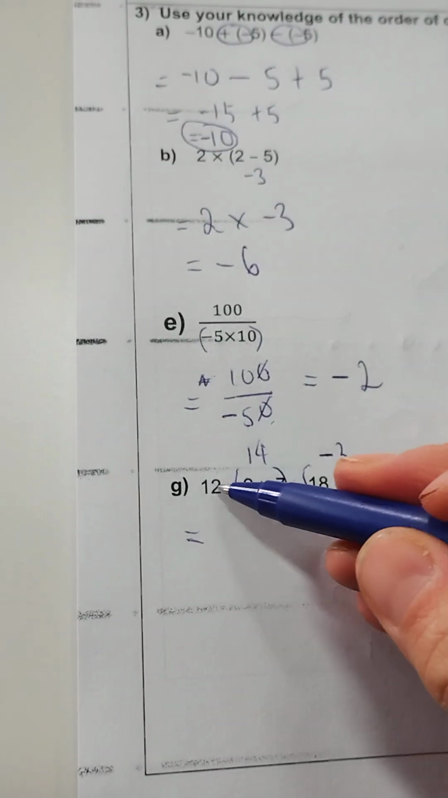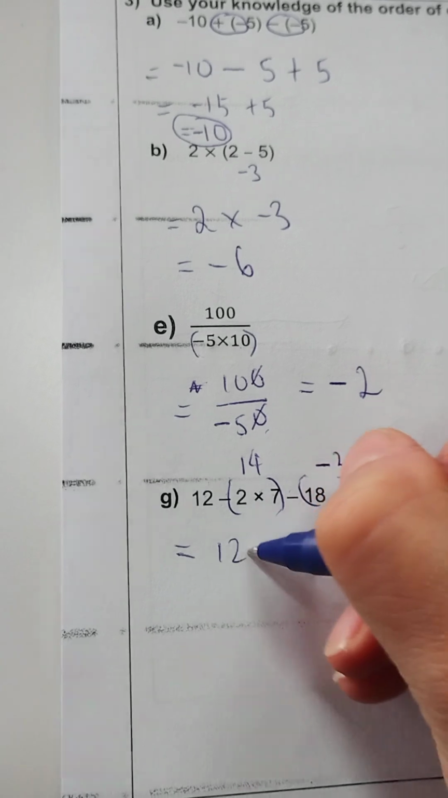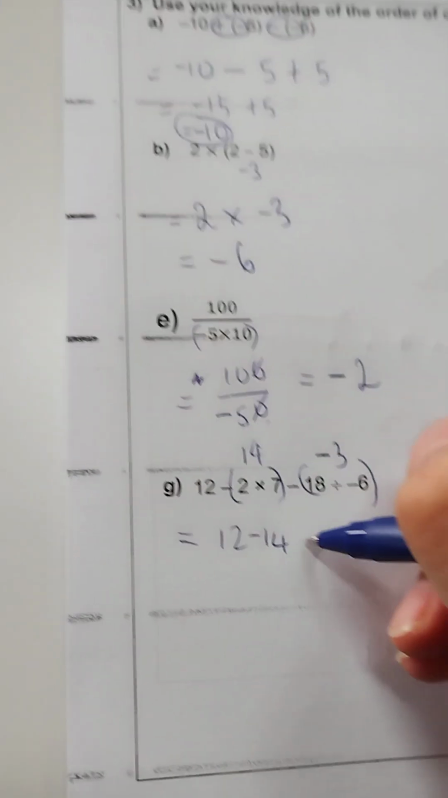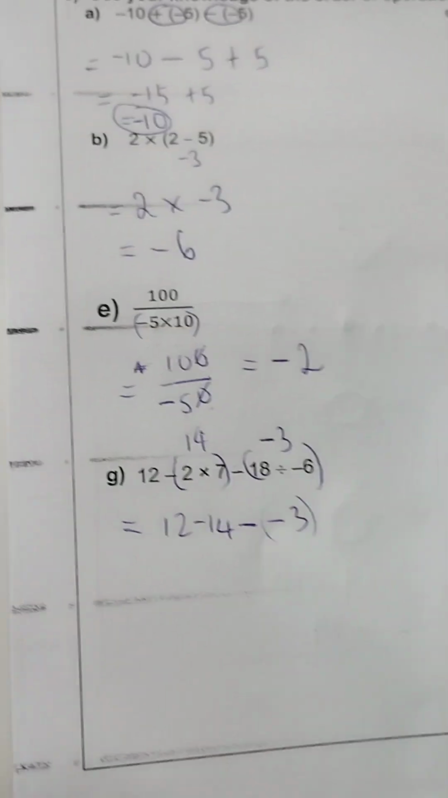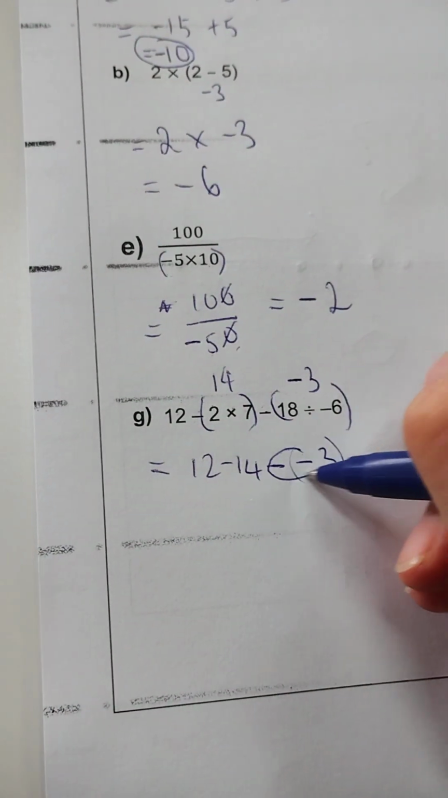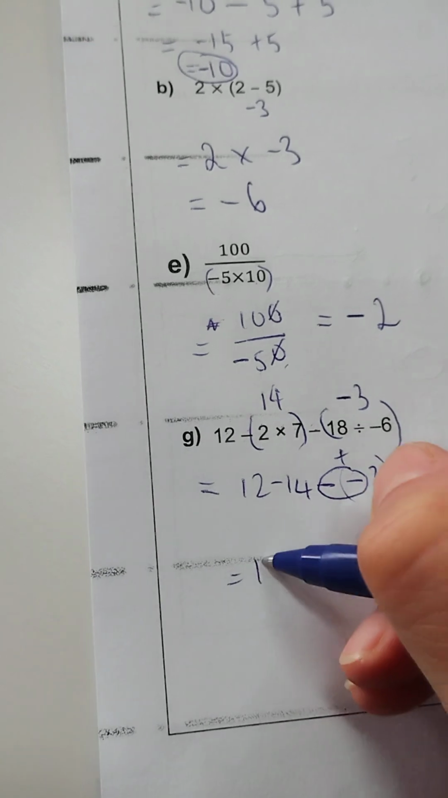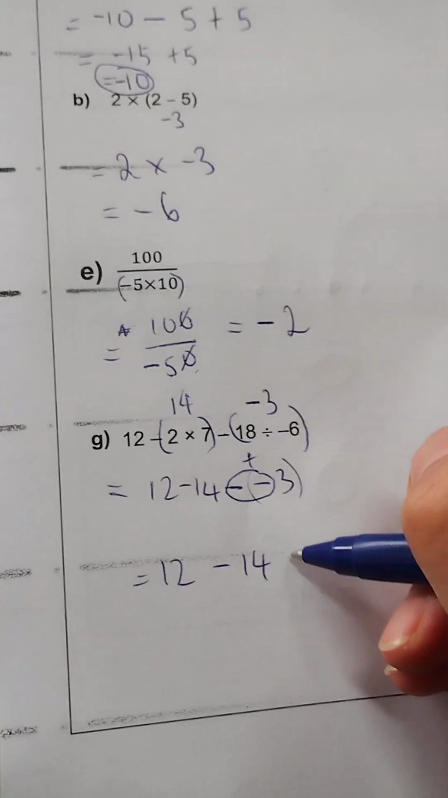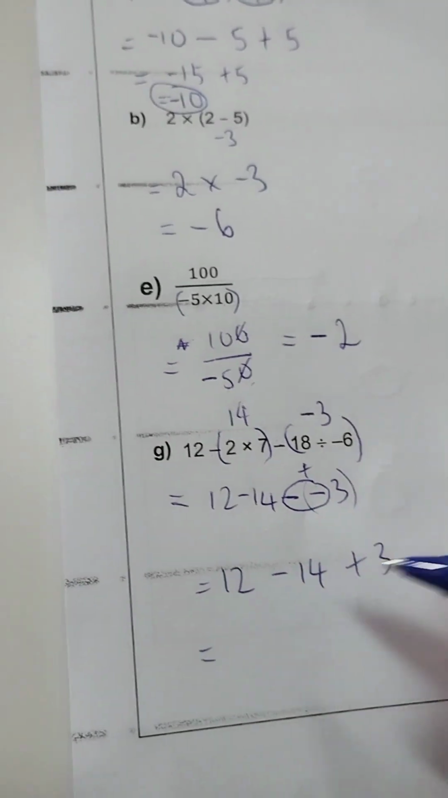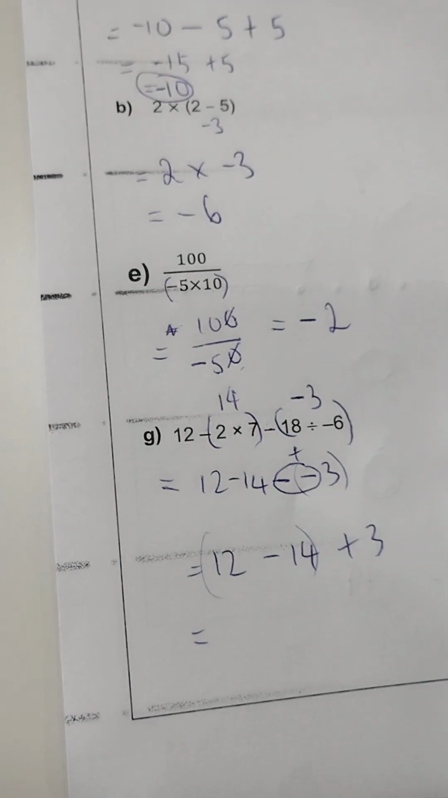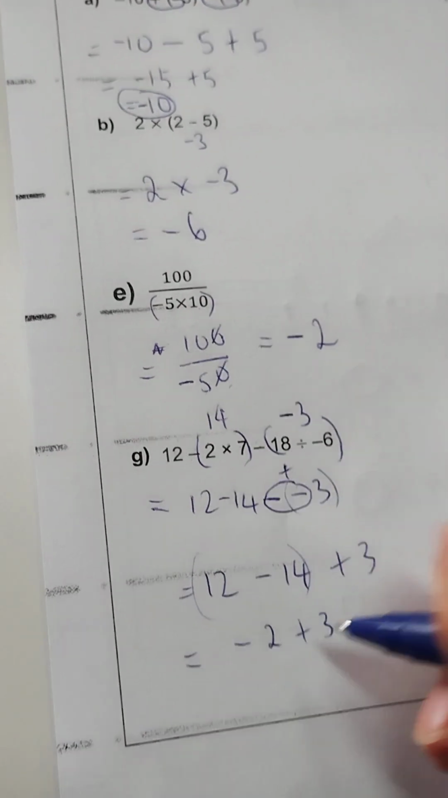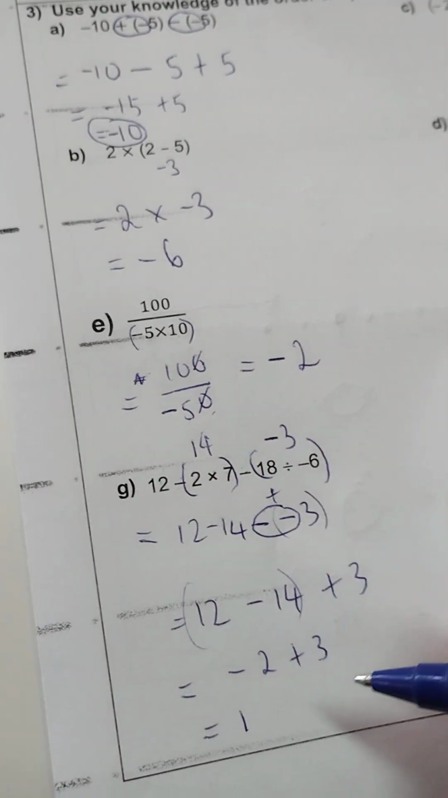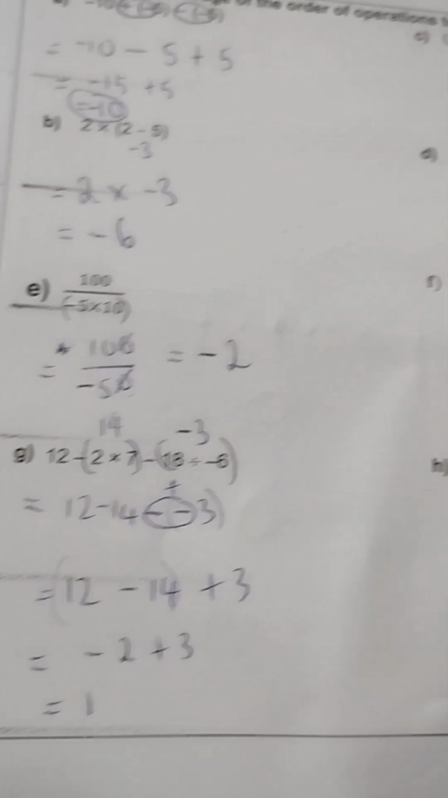And I'll rewrite what I've got left. So 12 take away 14, take away, so remember that's a negative 3. If you still want to write brackets around the negative 3, you can. And I can see the two negatives make a positive. So I've got 12 take away 14 plus 3. And 12 take away 14, so working left to right, is a negative 2 plus 3, which leaves me with a positive 1 for that one.